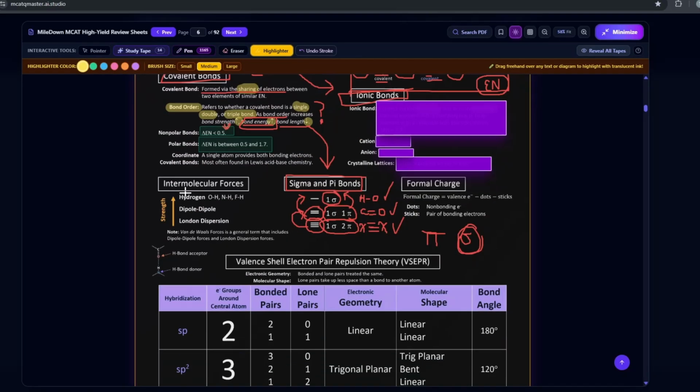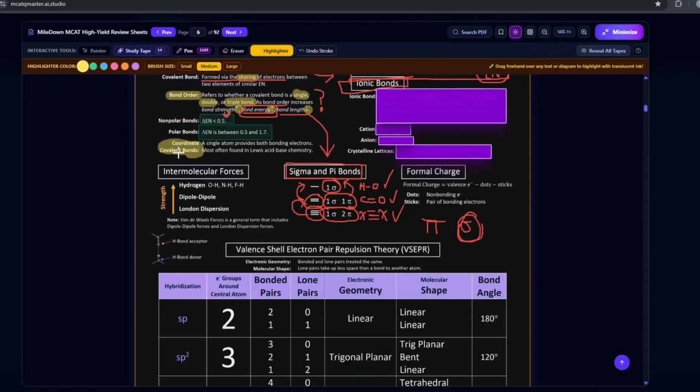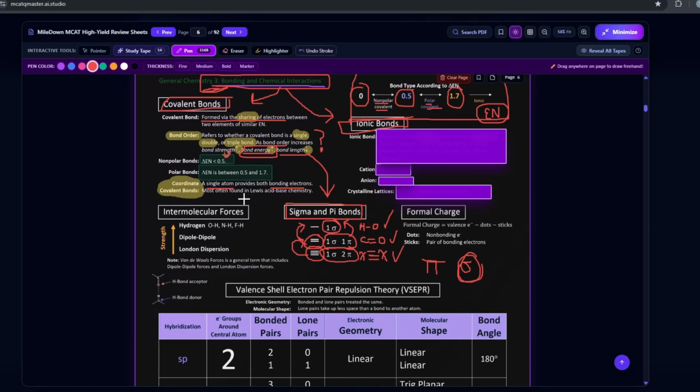So what a coordinate covalent bond is, is a special type of covalent bond. It's still a covalent bond, right? But the thing is that one atom provides both the bonding electrons, so both the shared electrons. And this is most found in Lewis acid-base chemistry.